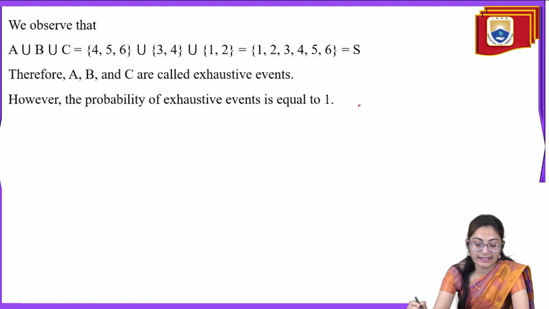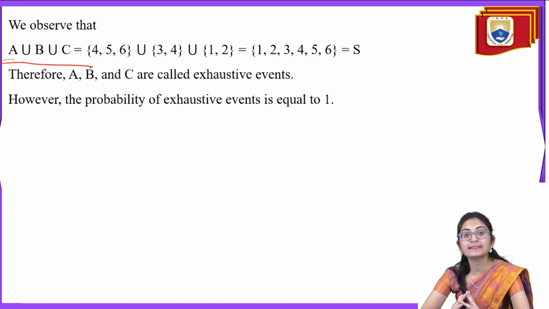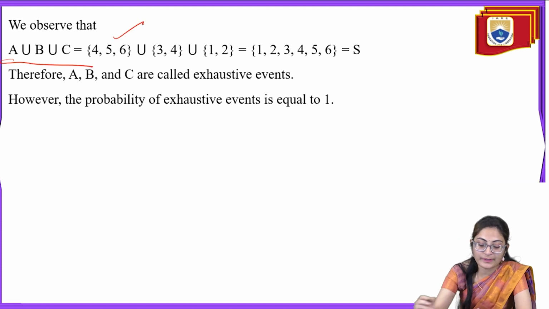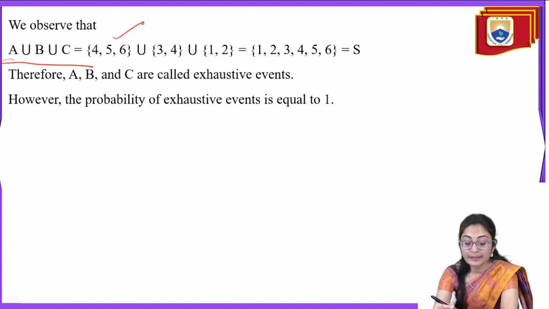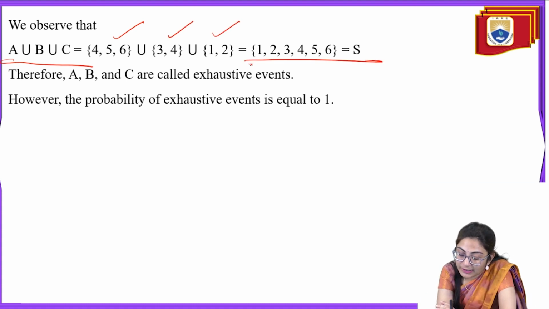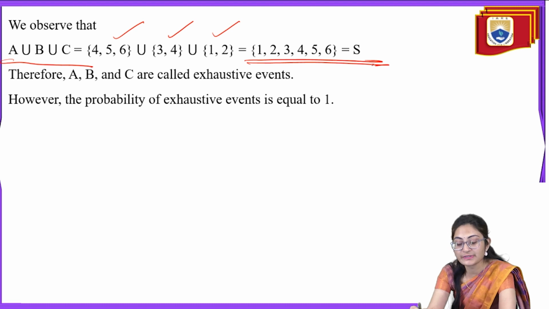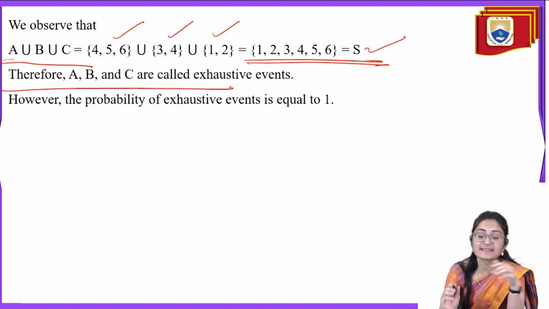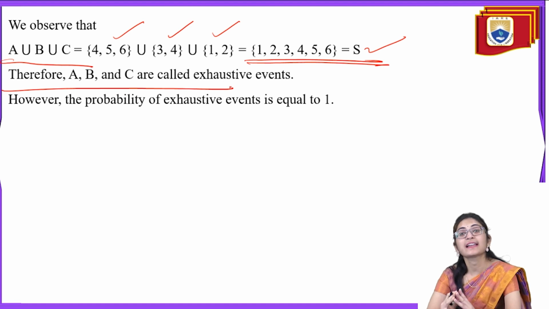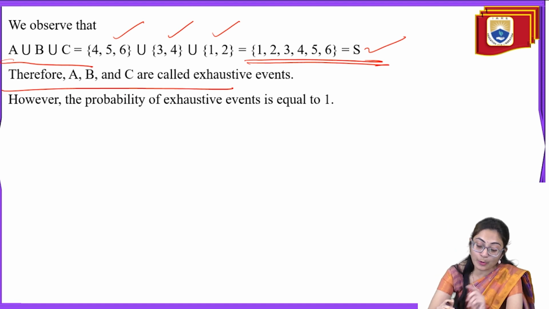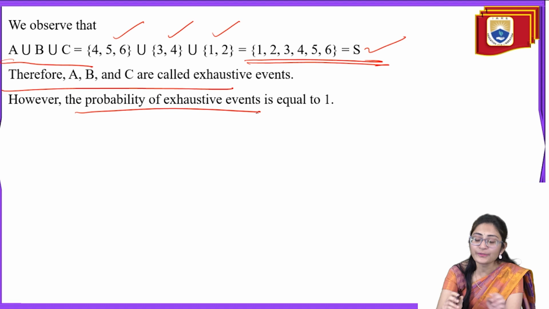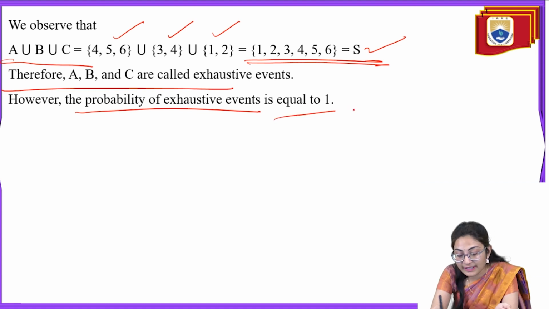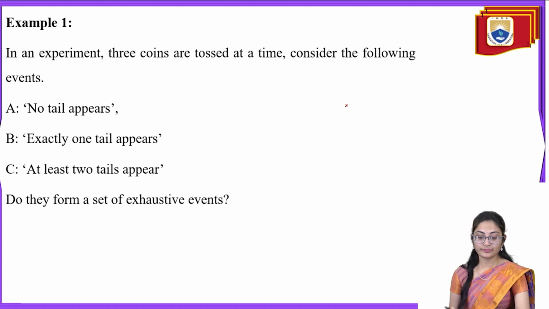Now we observe that A union B union C, that is {4, 5, 6} union {3, 4} union {1, 2}, gives 1, 2, 3, 4, 5, 6, that is the original sample space. Therefore we can say that A, B, C are exhaustive events. The probability of an exhaustive event is always equal to 1.